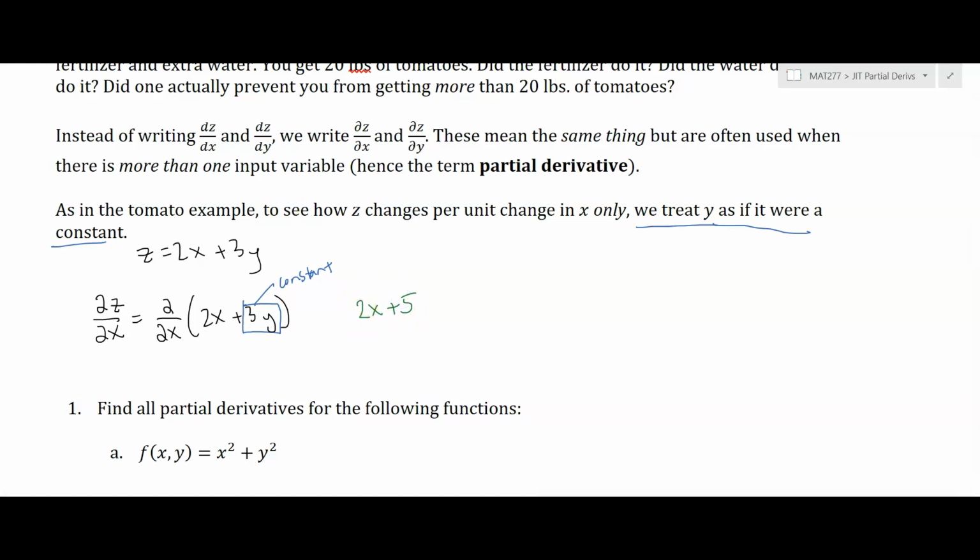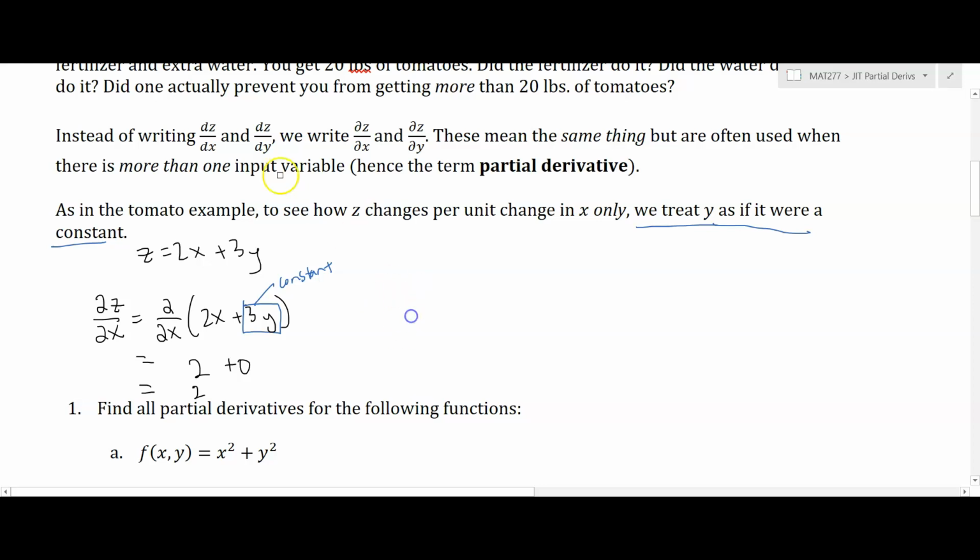Well, the derivative of 2x will be 2. The derivative of 5 is 0. And this looks different, like a variable quantity, but you just have to imagine in your mind that 3y is just some fixed number, and its derivative is going to be 0. So the answer to our problem is dz dx equals 2.